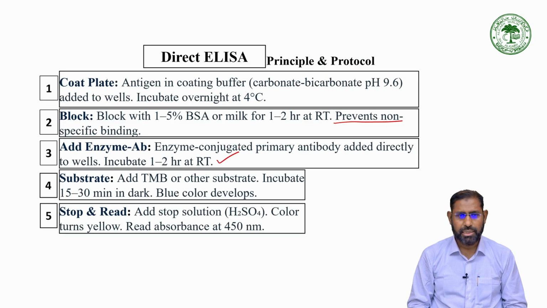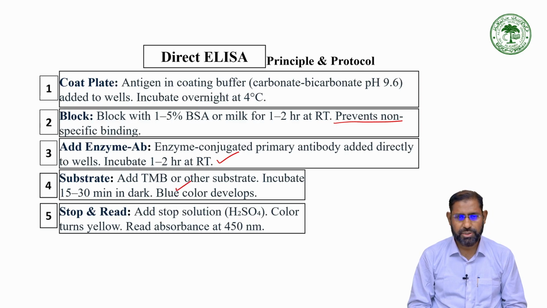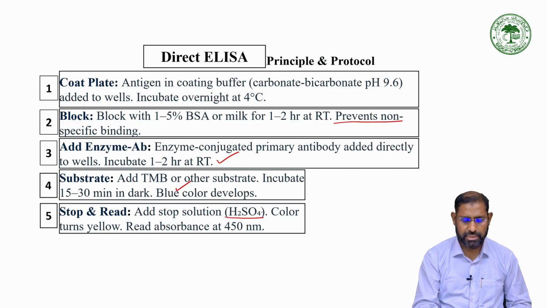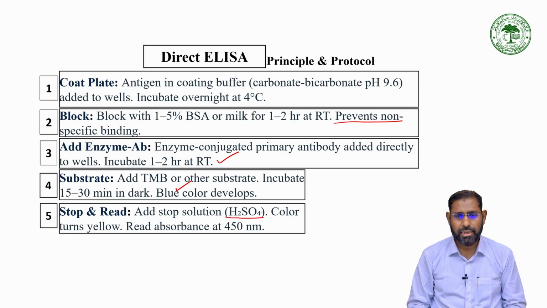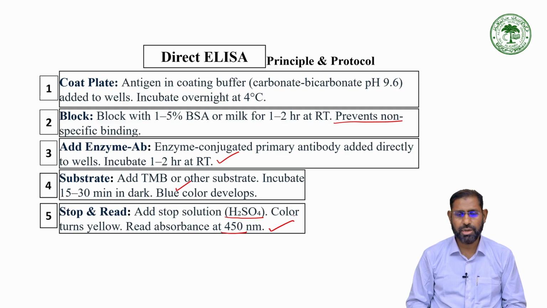Then we add substrate, TMB or another substrate, and incubate 15 to 30 minutes in the dark. That's very important, we cannot expose it to light. Then blue color develops. Now we stop the reaction by adding stop solution, sulfuric acid, and the color becomes yellow. Read the absorbance at 450 nanometers. This is the total protocol for direct ELISA.